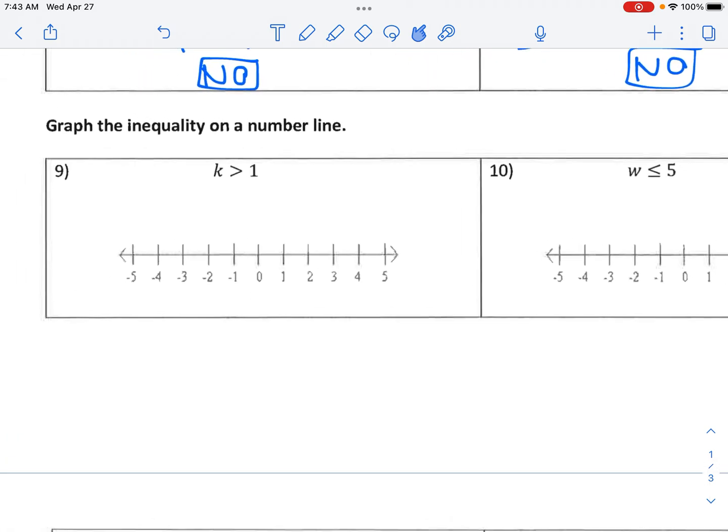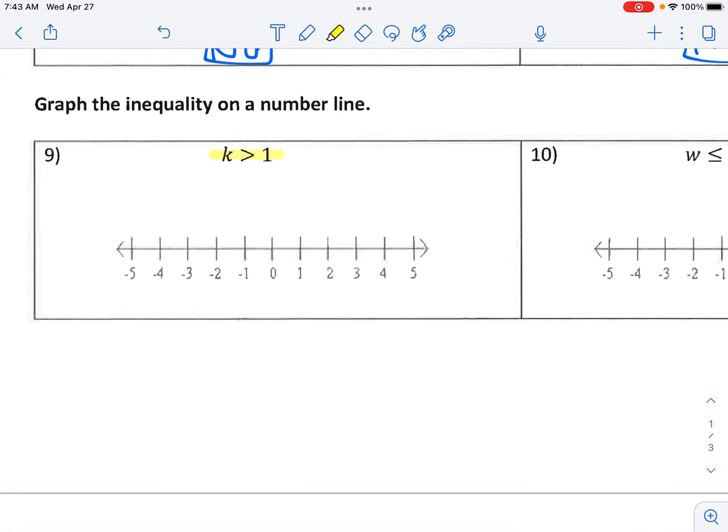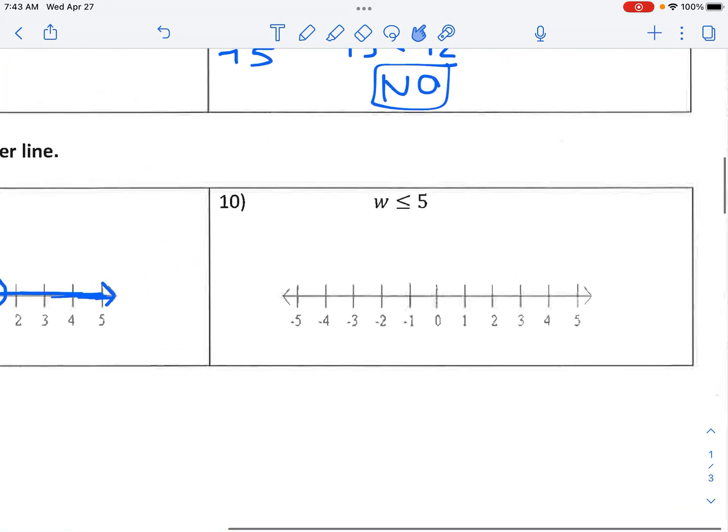Graph the inequality on a number line. Number 9, k is greater than 1. Step 1, put a circle at the number. Step 2, decide which direction your arrow will point. Remember, we want to focus on the direction of the arrow in the inequality. Since this is pointing to the right, we're going to find the arrow that matches that on the number line. So we're going to darken this going this direction. Step 3, decide if your circle would be open or closed. This is going to be an open circle because k has to be greater than 1, so 1 is not a solution for k. So we're going to leave that circle open.